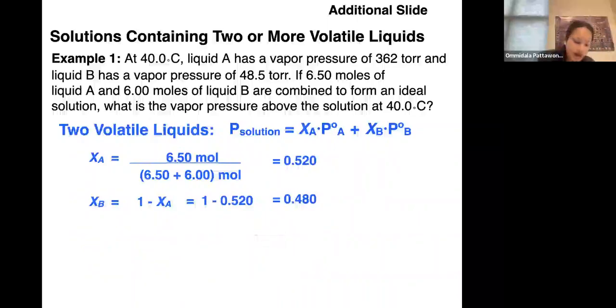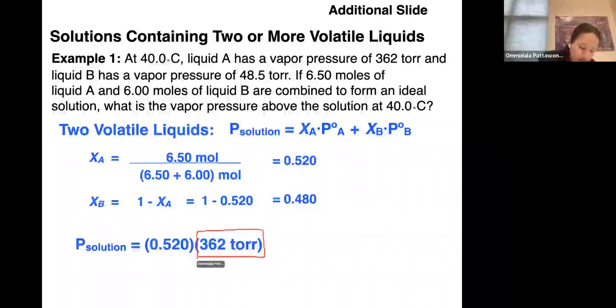So what we are going to do next is multiply mole fraction of A by the partial pressure of A. If you think about this, if you have 100% of A, or pure A, this is going to be the pressure of A. But we don't have 100% of A. We have only 52% of A. So in this case, you are going to end up with less than 360.